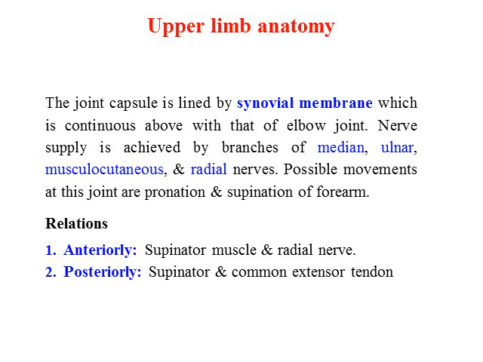The proximal radioulnar joint permits pronation and supination movements, and it is innervated by median nerve, radial nerve, ulnar nerve, and musculocutaneous nerve. The proximal radioulnar joint is related anteriorly to supinator muscle and radial nerve, and posteriorly related to supinator and common extensor.